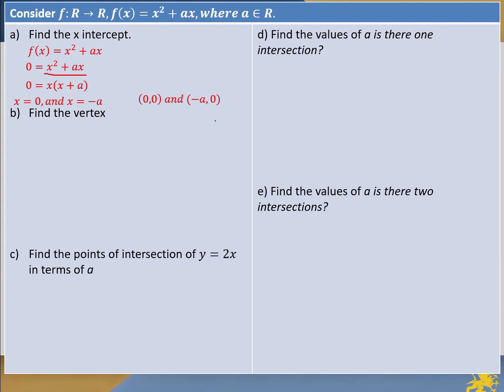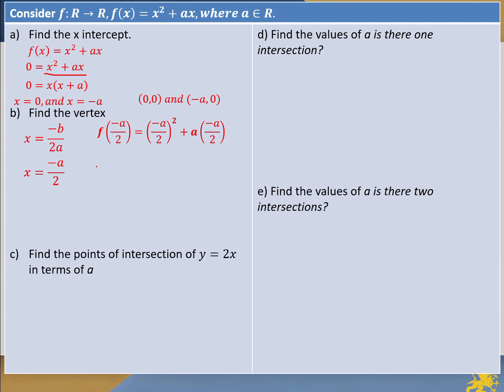Find the vertex. This is where we need to make sure we know all our formulas. So the vertex would be x equals negative b over 2a. Remember, this comes from the quadratic formula at the very start. From this, we need to know what our b value is, and our b value is a. Our a value is 1. So if I put that in, it turns into negative a over 2. Because I'm wanting a coordinate, I substitute this into my equation.